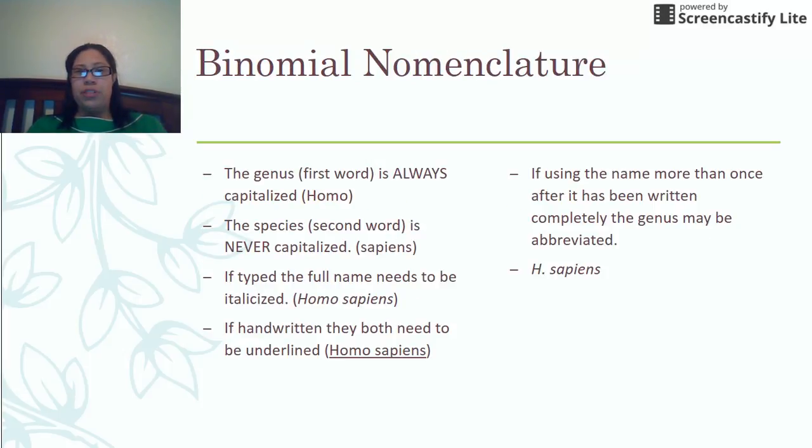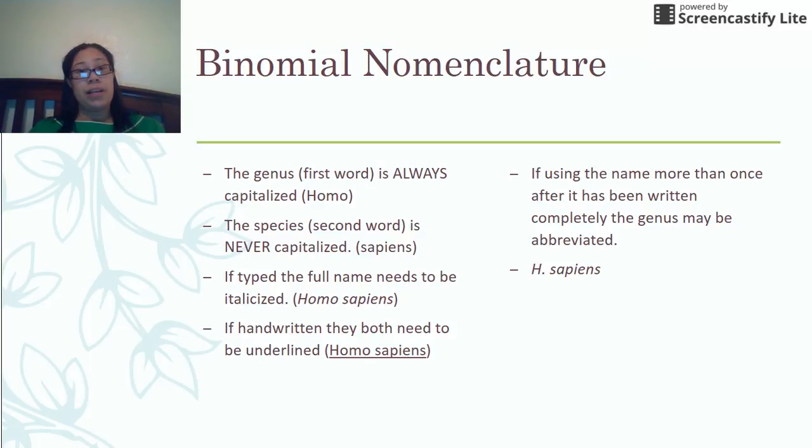When we're writing out binomial nomenclature, it's key that the first letter of the first word, the genus, is always, always, always capitalized. The second word, the species, is never capitalized. No part of it is capitalized. The only capitalization you're going to see is the first letter of the first word, which is the genus. If you're typing it, the whole thing needs to be italicized. If you're writing it, the whole thing needs to be underlined.